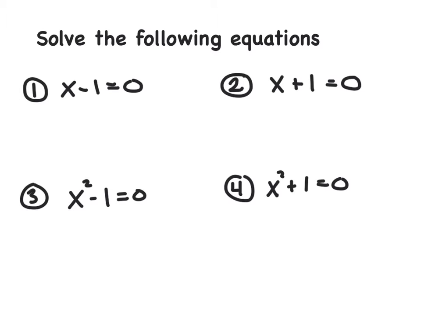x minus 1 equals 0. You might be thinking, wow, this is way too easy for Algebra 2. And it probably is, but we're going to solve it anyway. Basically, we're going to add that 1 over. So if I add the 1, I get x equals 1. Piece of cake. Number 2, solve for x. I can simply subtract the 1. x equals negative 1. Again, piece of cake.